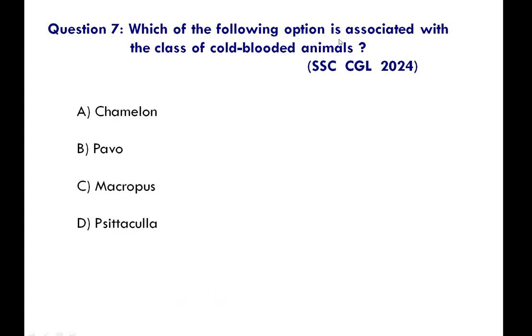Which of the following options is associated with the class of cold-blooded animals? And the options are chameleon, pavo, macropus, or psittacula. So the correct option is option A, that is chameleon.